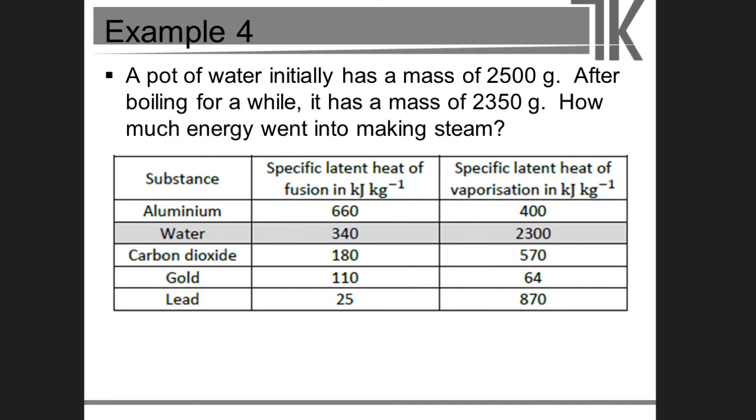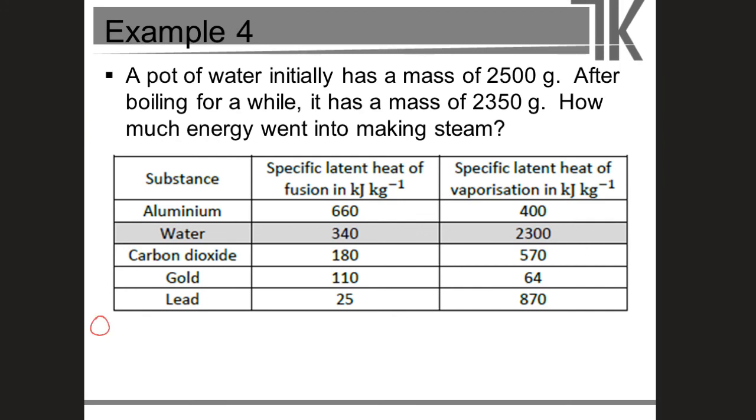All right, last example. Pause the video, give it a go. All right, a pot of water initially has a mass of 2,500 grams. After boiling for a while, it has a mass of 2,350 grams. How much energy went into making steam?